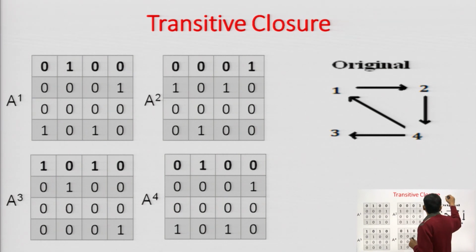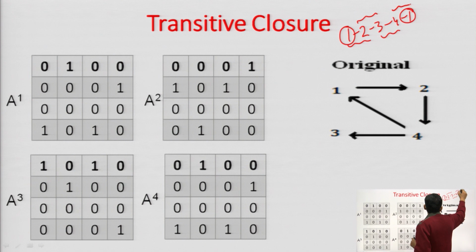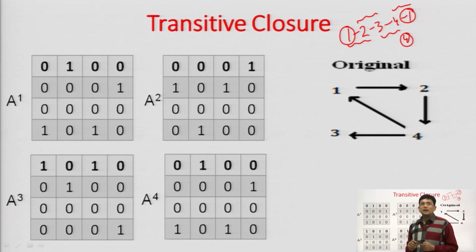For example, if I have to find out the pair of station 1 and 1. If the source and the destination are the same, the total number of edges in between would be 4. So this kind of path can be found with the help of A raised to the power 4. So we have A square, we have A cube, and we have A raised to the power 4.